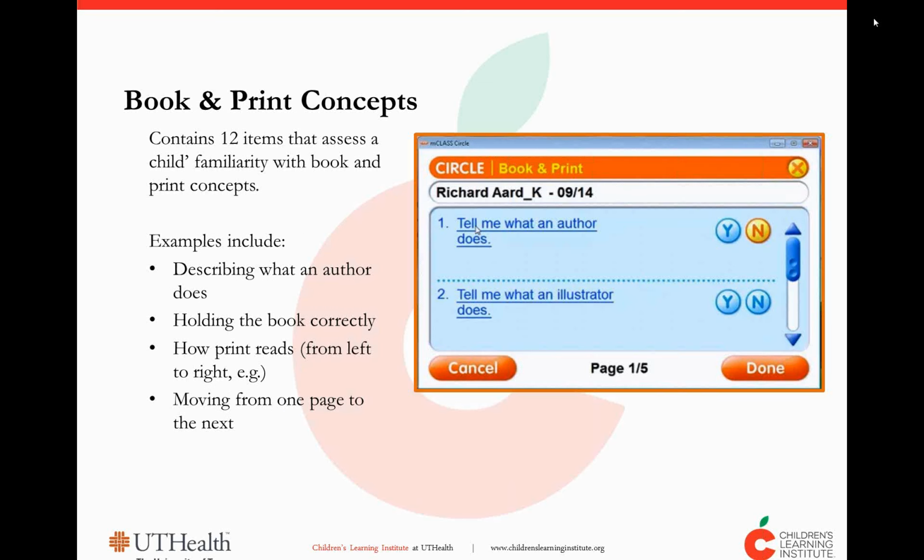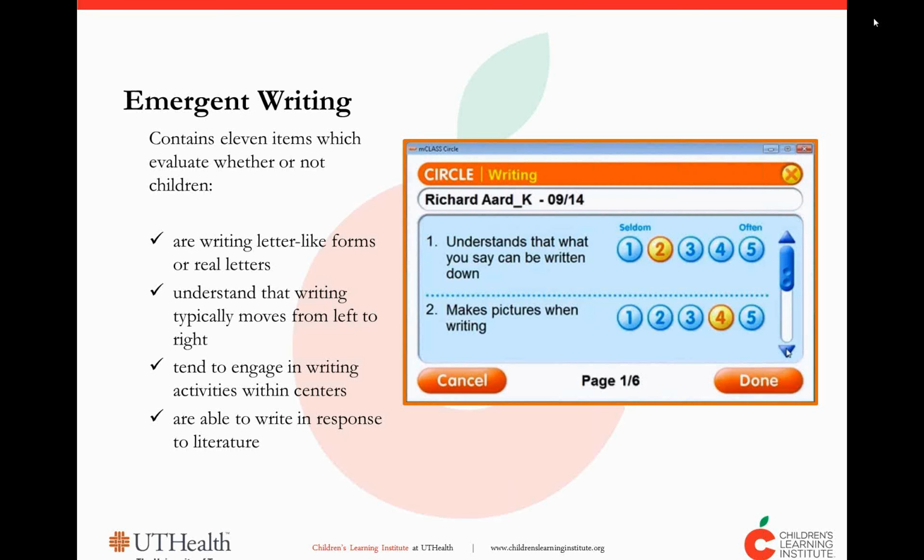The book and print concepts is under expansion. There are 12 items now. It's being validated against a subscale on the TOEFL having to do with print and book concepts. But you can see the typical items: describe what an author does, hold the book correctly, looking at the child's understanding that print goes from left to right. And a number of these things the teacher might actually have to ask the child about or have the child demonstrate to them so that they get direct information from each child.